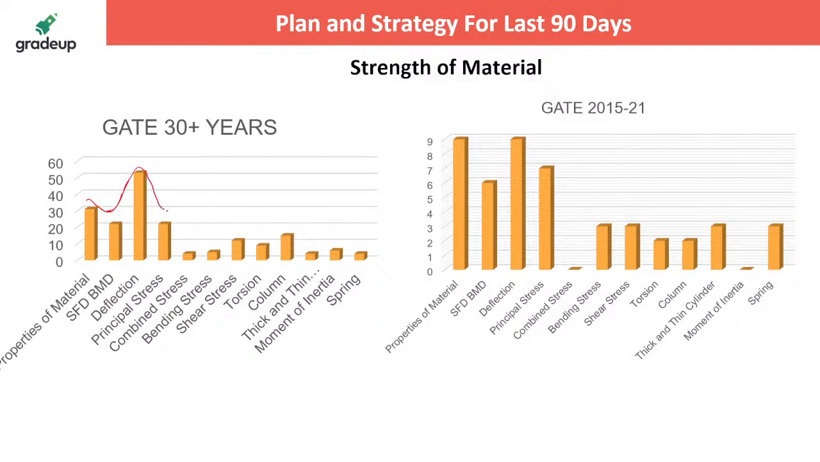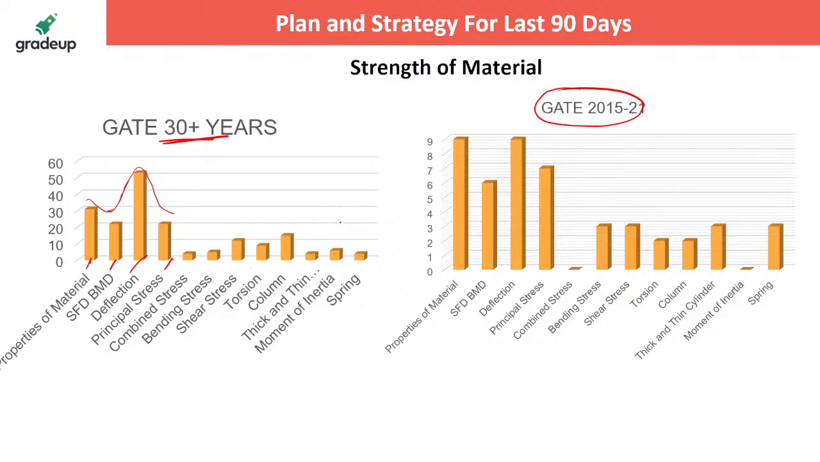Statistics says that if you look at the past 30 years, the trend is that most of the questions are coming from properties of material, that is the first chapter, then SFD, BMD, deflection, then principal stress, maybe then torsion, and column sometimes they have asked. But for the past 5-6 years, if you analyze, most of the questions are once again coming from the same chapters. The trend is almost the same.